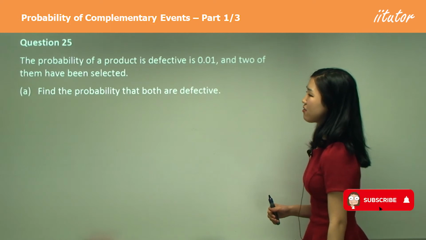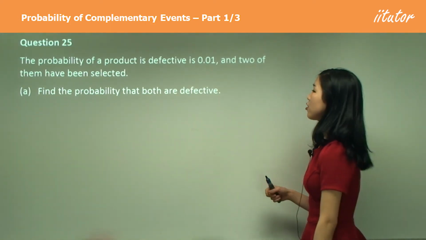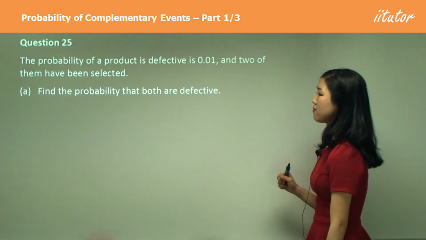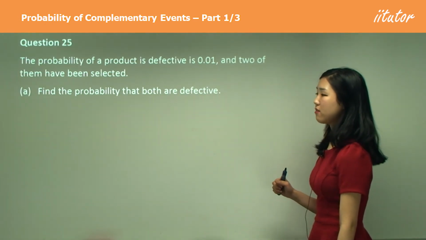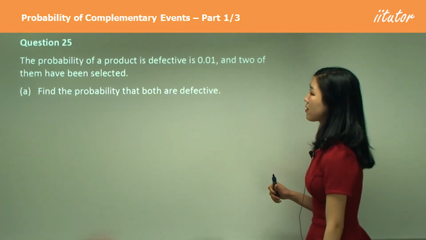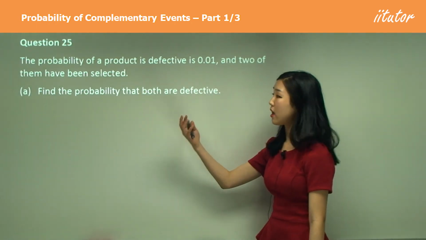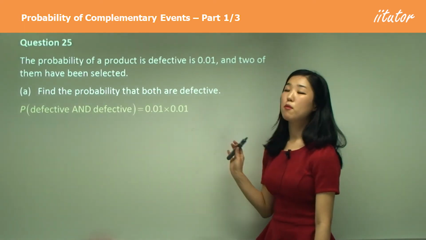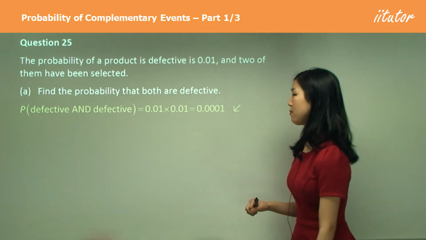The probability of a product being defective is 0.01. So it could be defective or it could not be defective. And 2 of them have been selected. So part A, find the probability that both are defective. So if both are defective, this is the probability of one of them being defective. If it's both defective, we simply multiply them together because it's this and this. So it's simply going to be this.